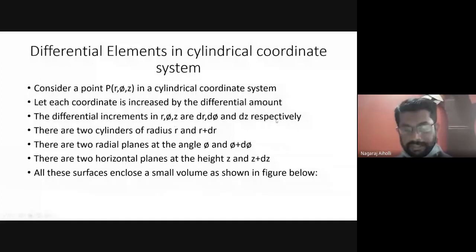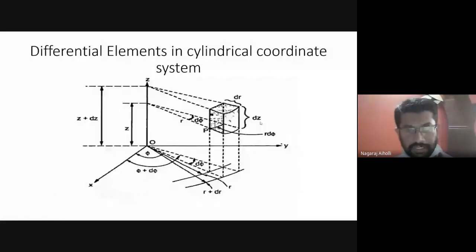Now how it is increased, if we look into this figure, this is our radius r, the arrowed mark here, given as r. This is the increased amount, that is dr. So in total it will be r plus dr. If I increase this by dr, it will be r plus dr, correct?